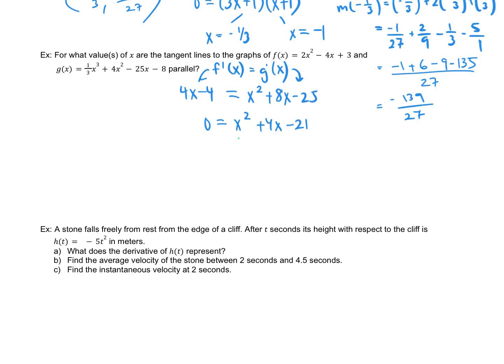This factors nicely. x times x, 7 times negative 3, 7x and negative 3x does add up to 4x, so here we are. Which means when x is negative 7 and when x is positive 3, the tangent lines of these graphs are parallel.